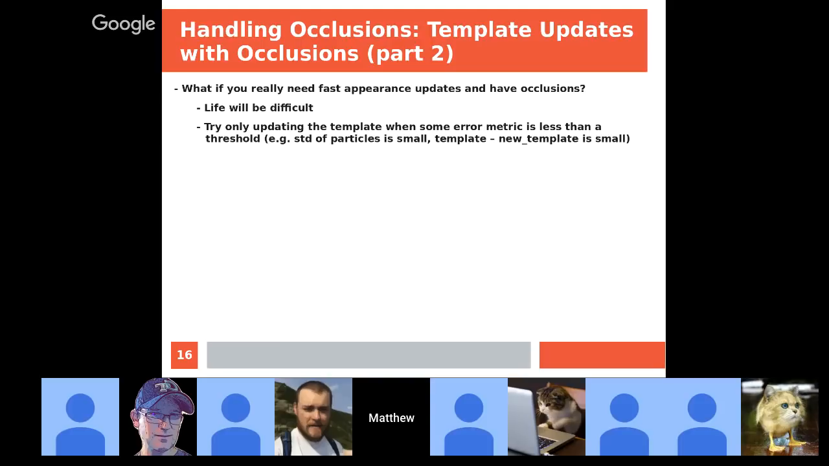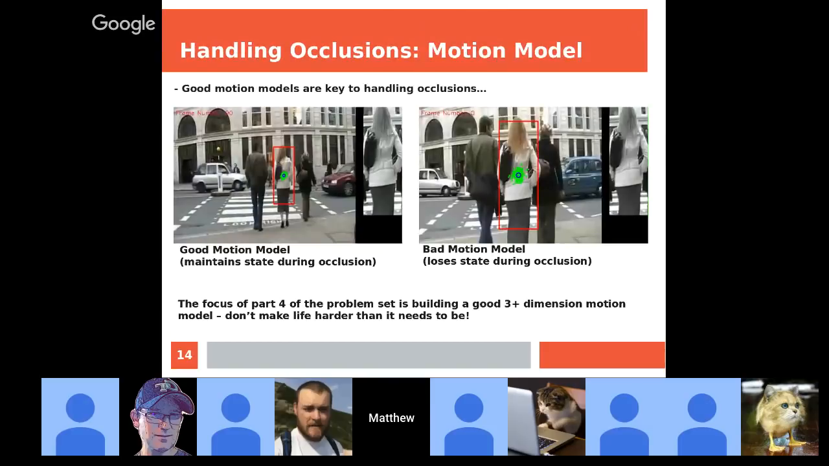A bunch of questions rolled in. I'm not sure of the order, so I'm just going to pick one and answer them. One question is, can I explain how a good motion model helps handle occlusion? Yeah, absolutely. Let me go to this example. What you're going to see is, in the good motion model case, the occlusion passes, but my particles aren't moving wildly and I don't lose track of the object. In the bad motion model, there's enough motion of the particles that by the time the occlusion is passed, I no longer have an accurate read on the object.